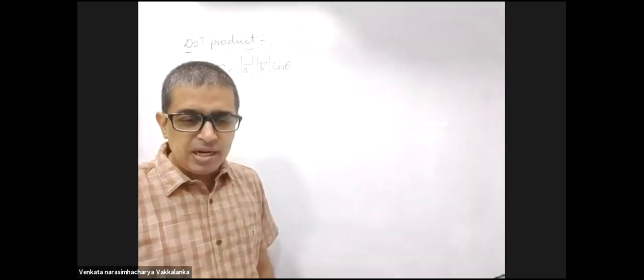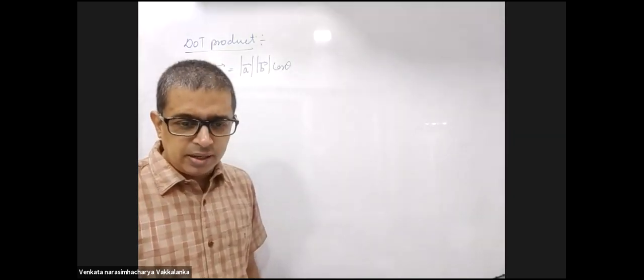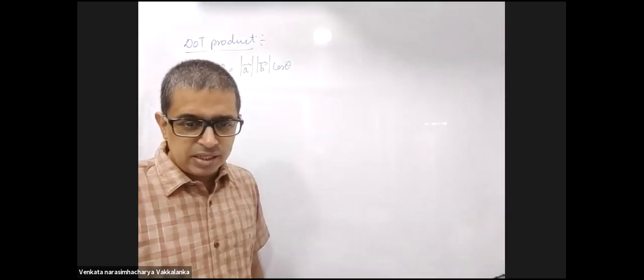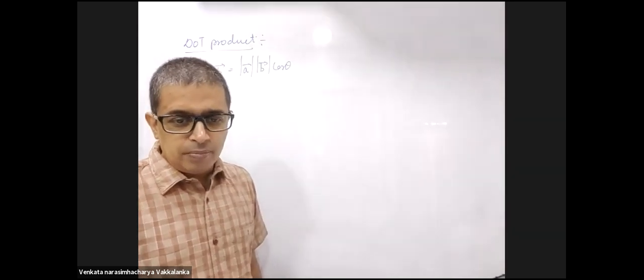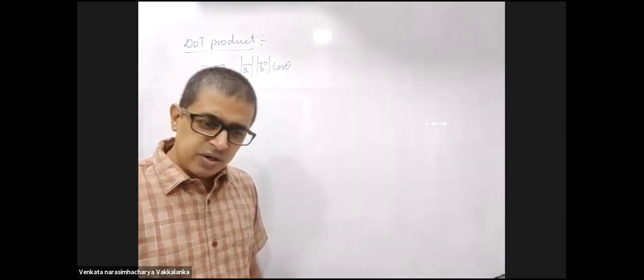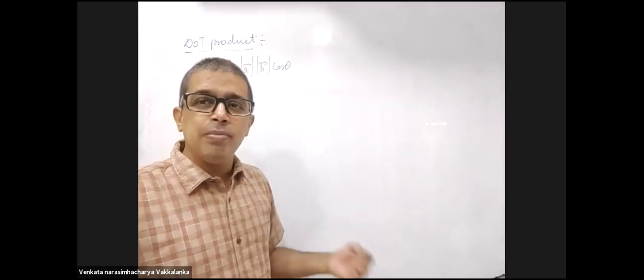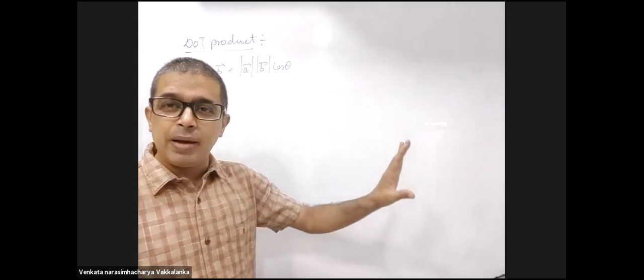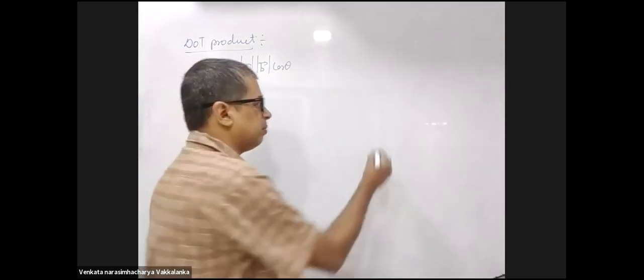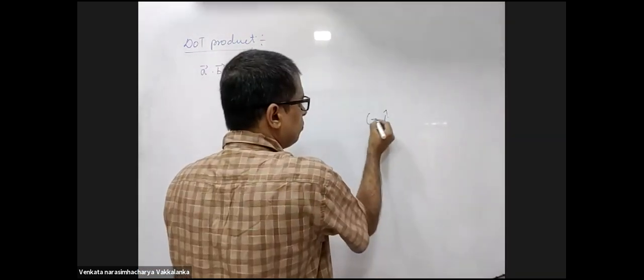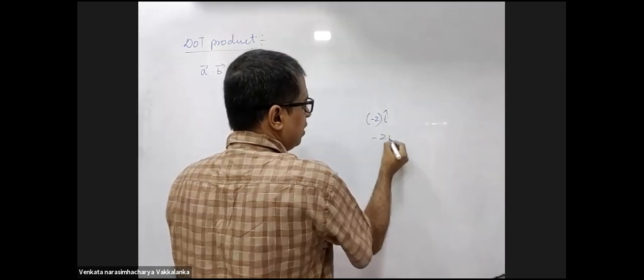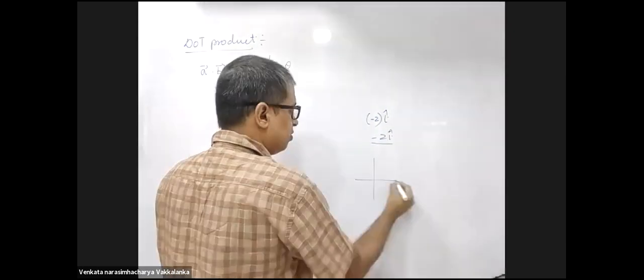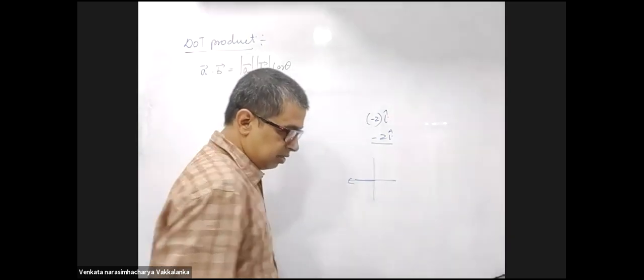Somebody is asking, if you multiply this vector by a negative scalar, the direction of the product is reversed. Yes, if I multiply -2 with I cap, it becomes -2 I cap. That means the vector is in this direction.